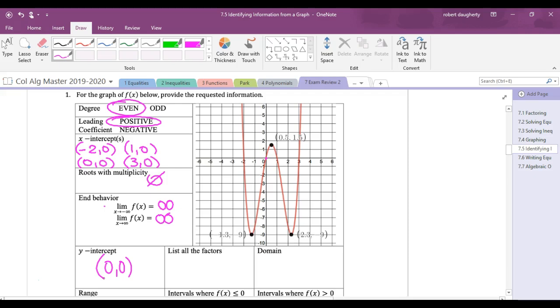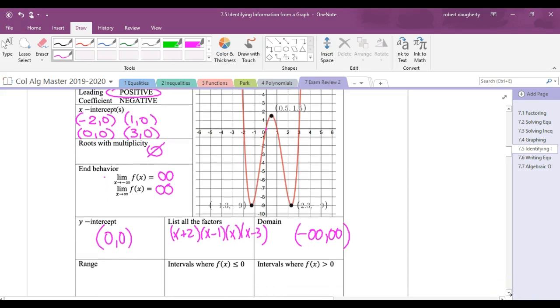What are all the factors? So the factors are going to be x plus 2, x minus 1, x, and x minus 3. Okay, those are all the factors of this polynomial. What is the domain? This domain is negative infinity to infinity. What is the range? The lowest value I see here is -9. So the range is going to be -9 to infinity.